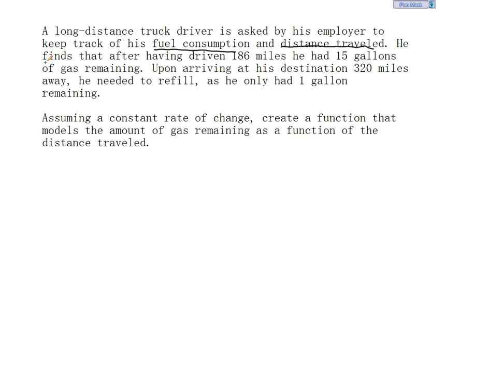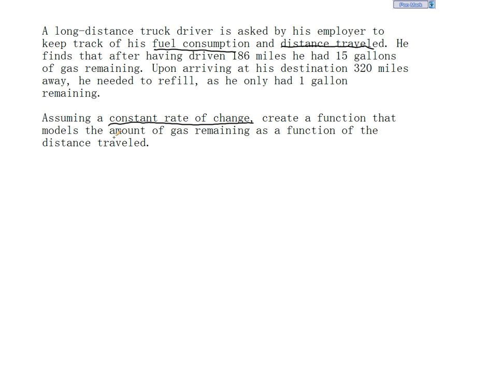Those are our two variables. He finds that after having driven 186 miles, he had 15 gallons of gas remaining. Upon arriving at his destination, 320 miles away, he needed to refill as he only had 1 gallon remaining. Assuming a constant rate of change, that tells us that we're going to be doing a linear function.